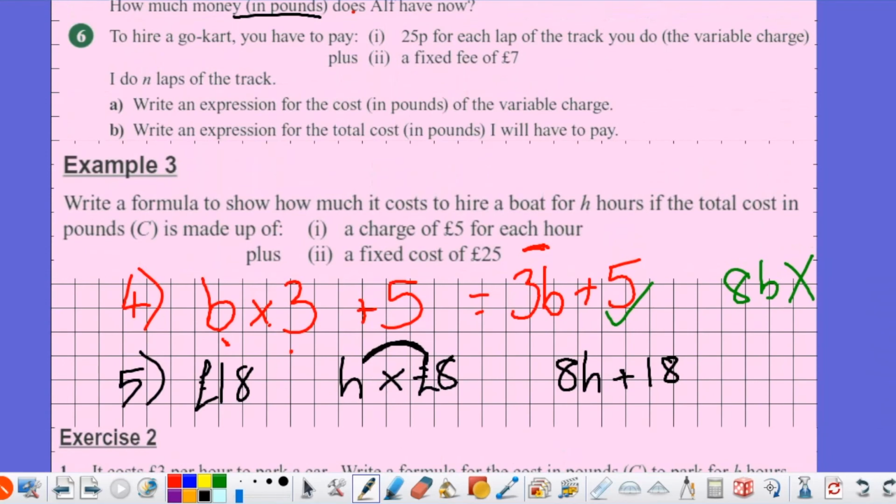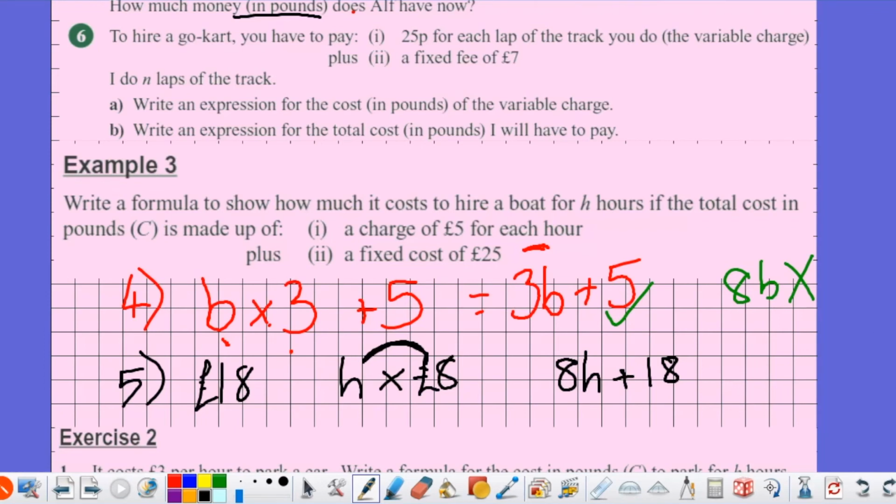Question 6. To hire a go-kart, you have to pay, number 1, 25p for each lap of the track you do, plus a fixed fee of £7. Okay, so 25p per lap plus a fixed fee of £7.